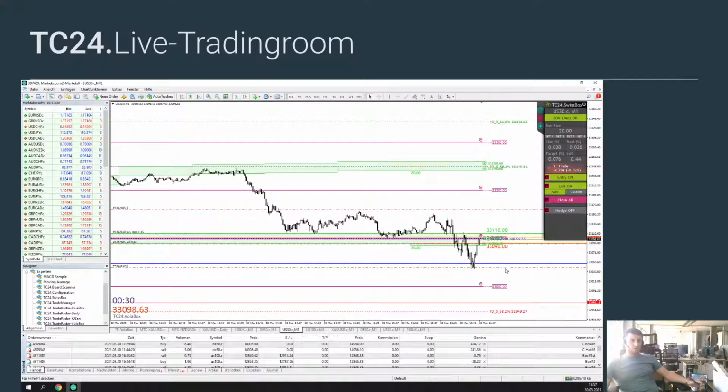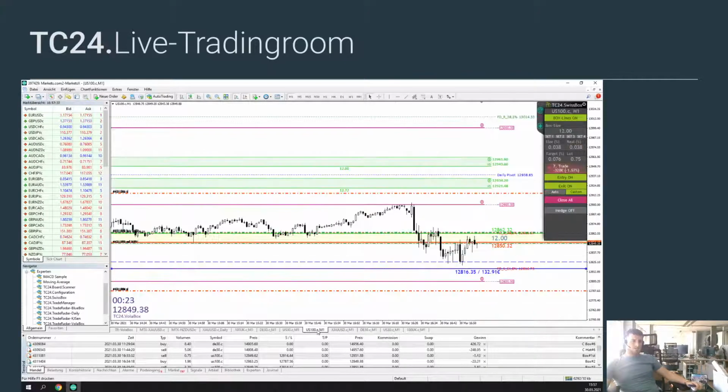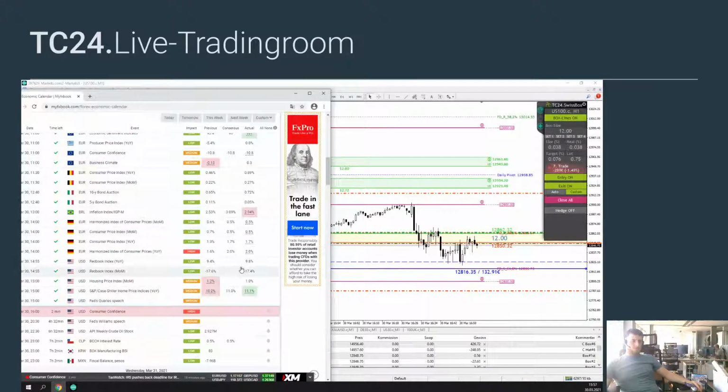So first trade in on a sell. Check the DAX. A couple minutes now until that news announcement comes.